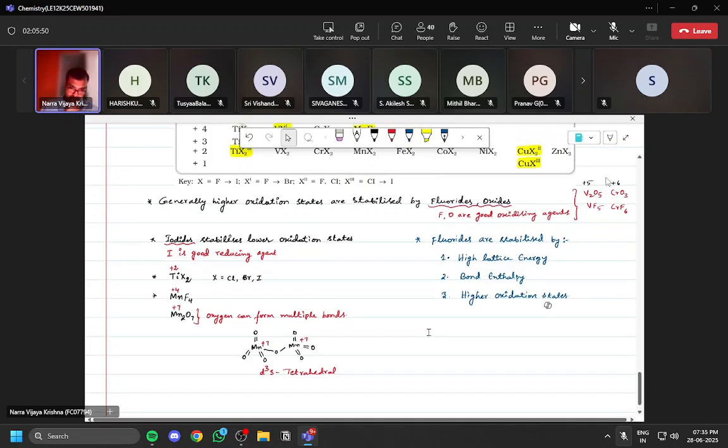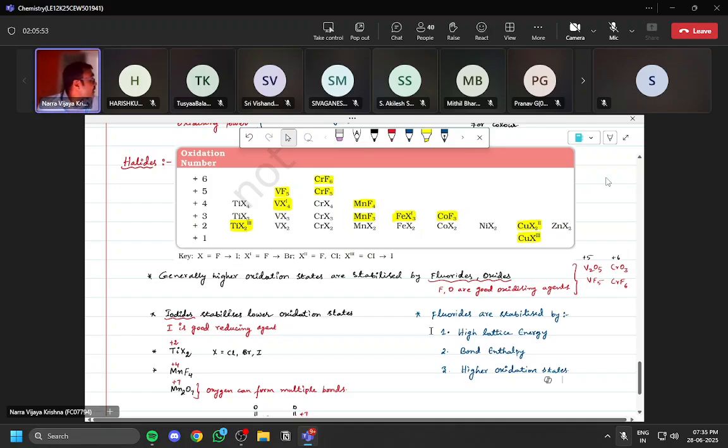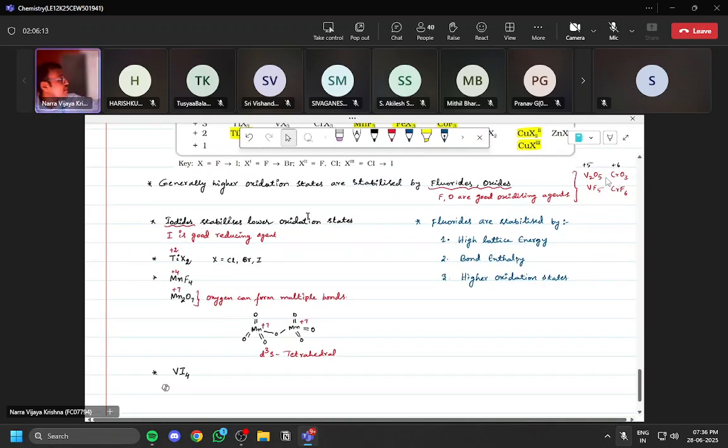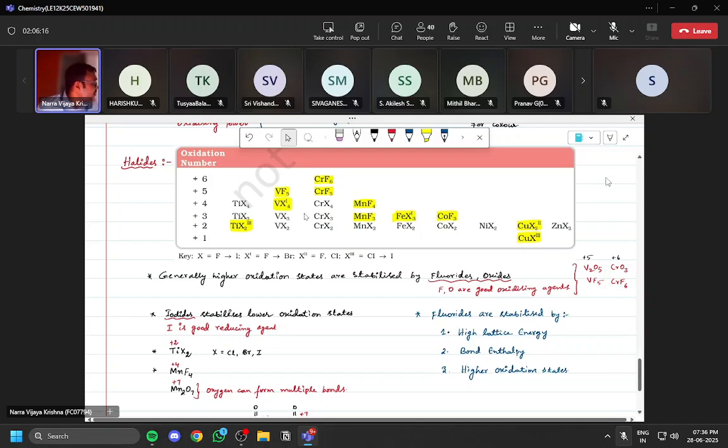Next point, sir. There is one more exception in case of vanadium. VX4, what is that one? There is no iodine, so I am taking that. So VX4 means we can write VI4 doesn't exist. Say something. VI4 doesn't exist. Now here, VI2 doesn't exist. Say correct or not?